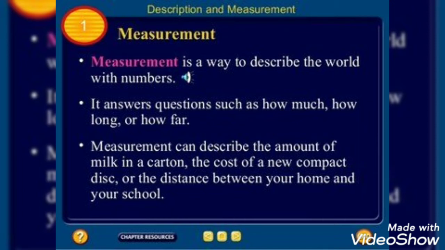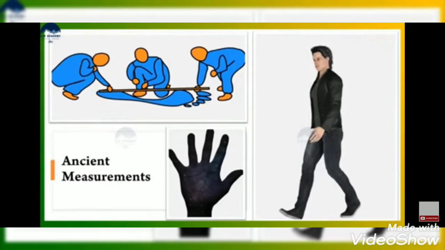What is measurement? Measurement is a way to describe the world with numbers. Like you want to describe the amount of milk, or the distance you have traveled from your home. That comes under measurement. Earlier, people did not have certain scales, certain rulers which we are using right now. They used to measure with their hands, or they used to measure with their foot.